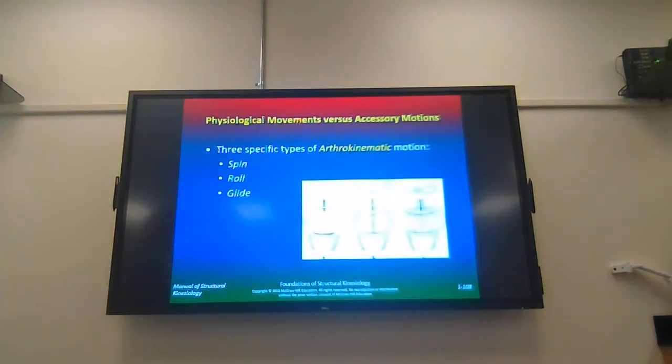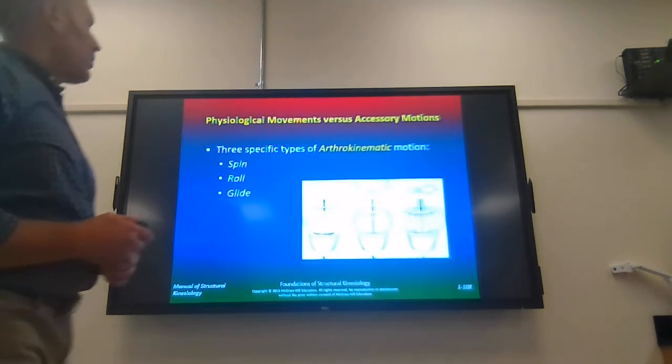There are three. This is good test material. So what are the three arthrokinematic motions? And so we have spin, roll, and glide.